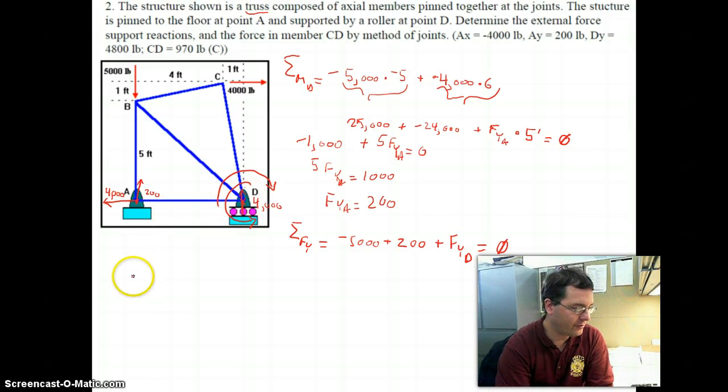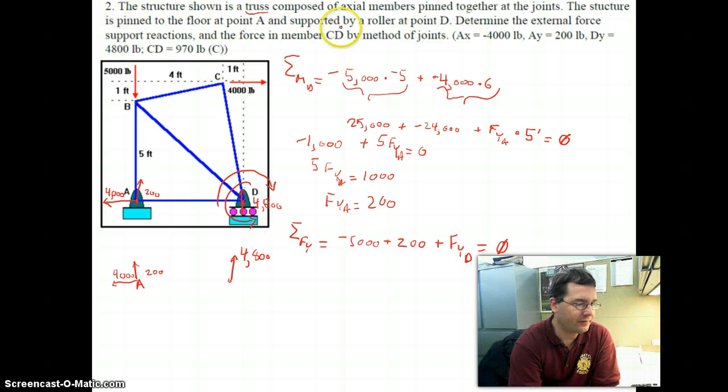If I were to draw free body diagrams of point A, I've got a 200 pound upward reaction at point A. I have a 4,000 pound leftward reaction at point A. At point D, I can't have a leftward or rightward reaction because it's on a roller. I simply have this 4,800 pound upward reaction. So that's the first part of this analysis, is that we want to think about the support reactions, which we've just calculated.